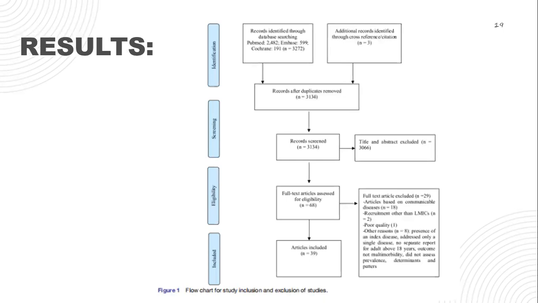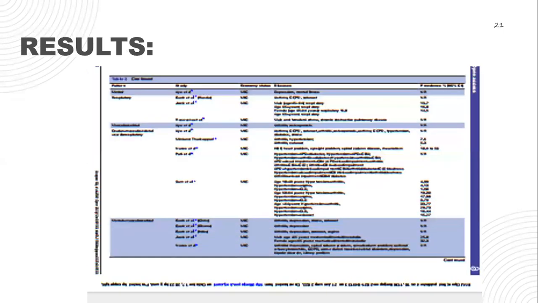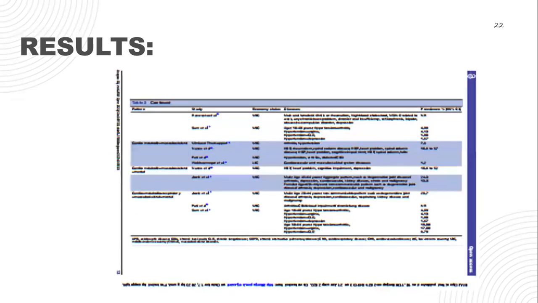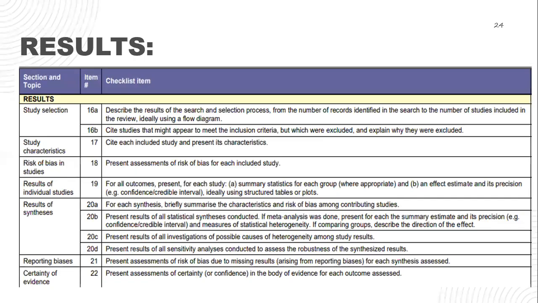In the result section, here is the PRISMA flowchart. There are three tables mentioned. There is a data extraction table. There are three further data extraction tables also in the study. The result is concluded in the form of a forest plot.